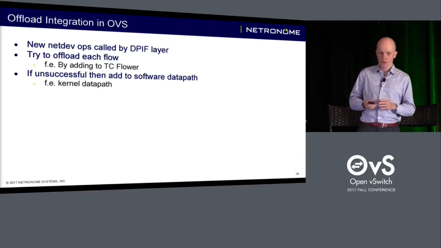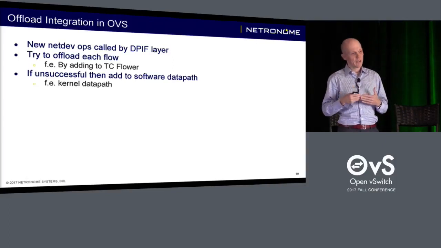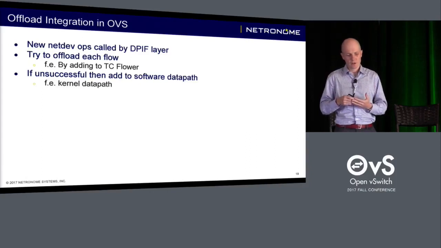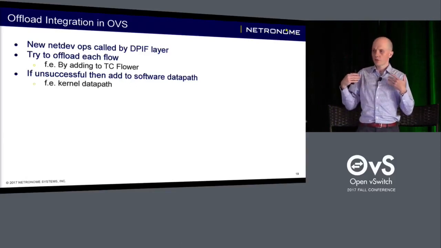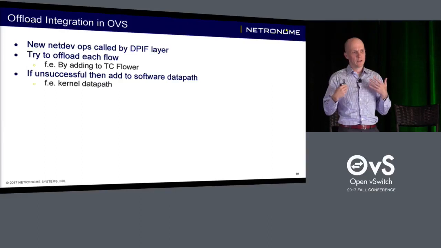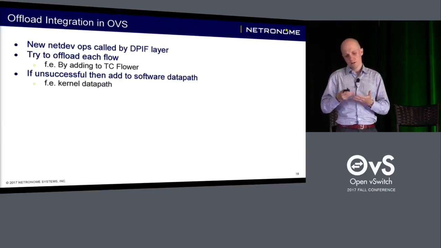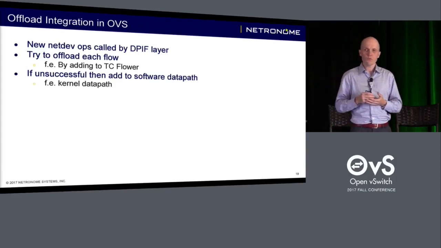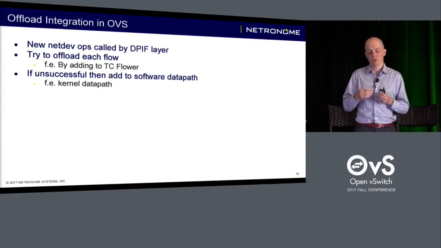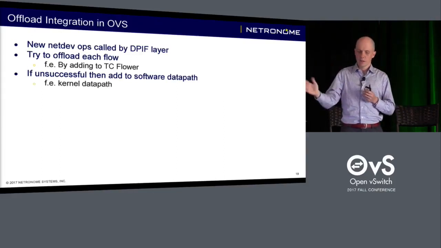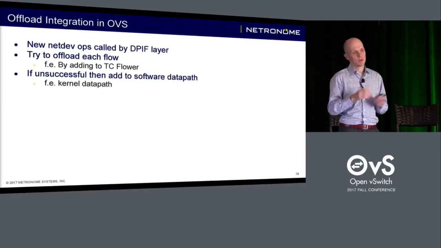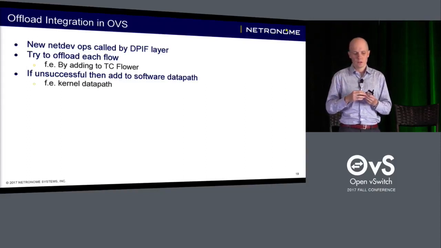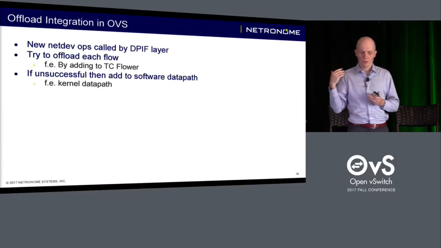Okay, so just briefly, this hooks in, we use NetDev ops. NetDev is the vPort layer inside OVS, and these are called by the DPIF layer. So this is after the OpenFlow flows are translated into data path flows. And it's at this data path flow layer, the DPIF layer, where we attempt to push the flows into hardware if it's enabled. If the flow is successfully added to hardware, then that's good. That's the end. If it fails to be added to hardware for any reason, a typical reason would be that the flow is not supported, then it goes to software. So we put it into the kernel data path.